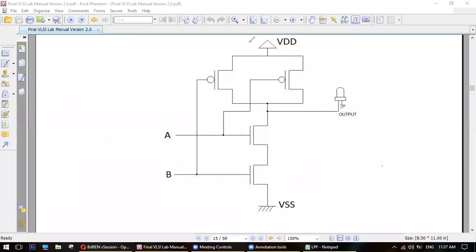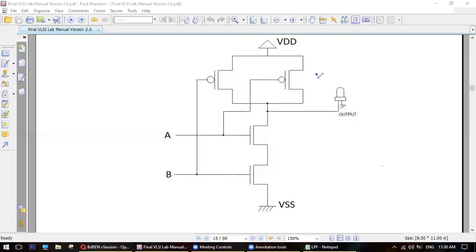Now here is your NAND gate. In this NAND gate, you can see you have two inputs. One is A, and this A is connected to a PMOS as well. One is B, and this B is connected to a PMOS as well. Now, what is the first thing you have to do? You have to draw the circuit, right? Then you have to make the names. What will be the names?